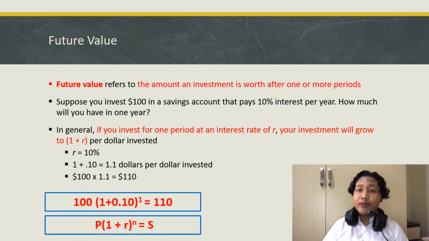Then you need to put the items into the future value formula. S equal to P, which is 100, times (1 plus r, that is 10%) to the power of 1, which is n, the time period. If you calculate it, you will get 110.